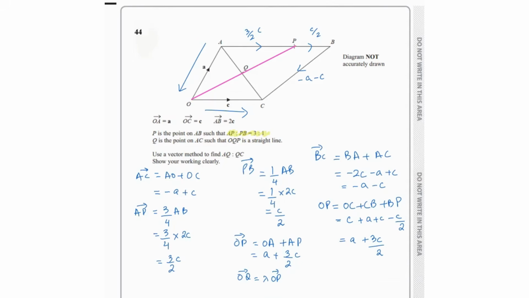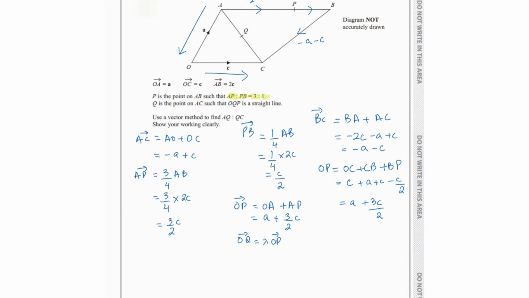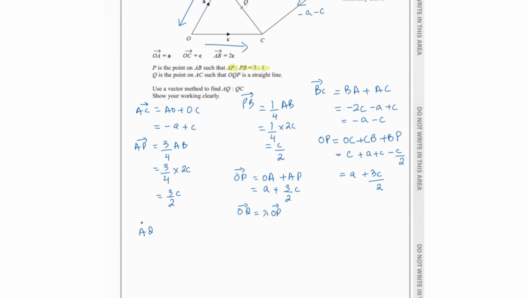If you notice, we have AC that we found as the first thing, and AQ lies on AC. So AQ is some part of AC. If I use that equation, AQ is some scale factor times AC. AQ is also AO plus OQ. We have that, and AC is negative A plus C.